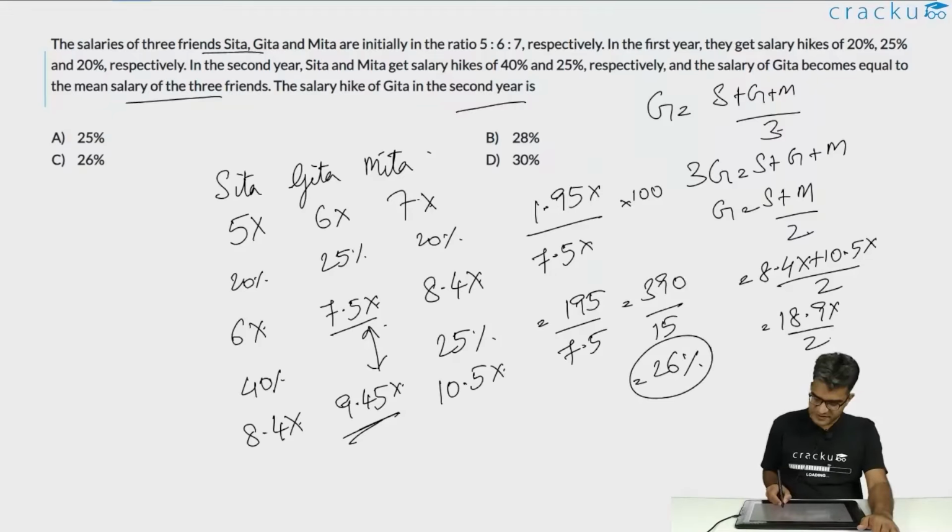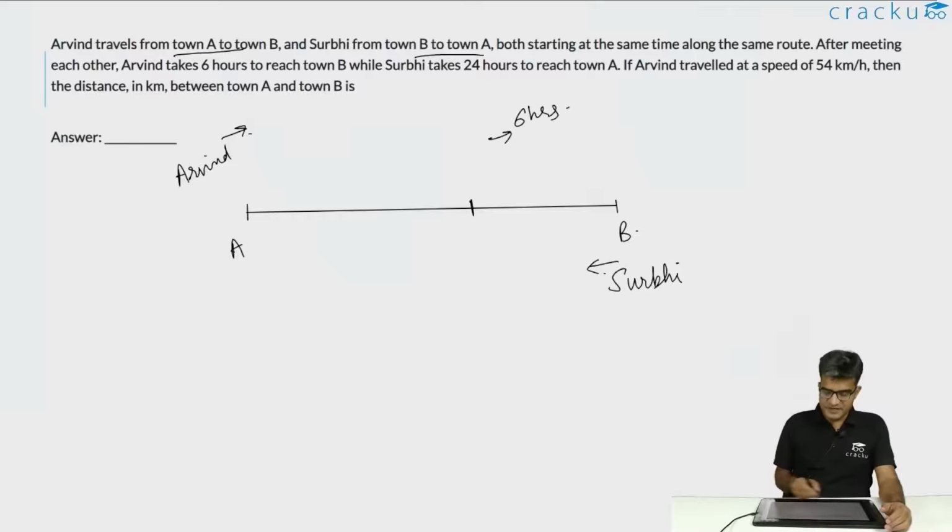In this question, we are told that Arvind travels from town A to town B and Surbhi travels from town B to town A. So we have A and B over here. This is A and this is B. Arvind is traveling from A to B and Surbhi is traveling from B to A. After they meet, let us assume that they meet somewhere over here. Arvind takes 6 hours to reach B and Surbhi takes 24 hours to reach A. Now we know the formula to calculate the ratio for the speed of Arvind to the speed of Surbhi. What is that formula?